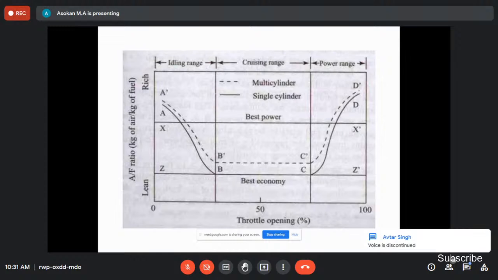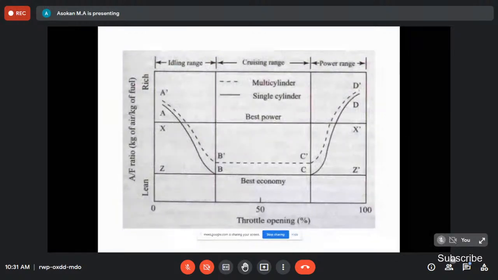Suddenly we can increase the speed or overtake some vehicle.